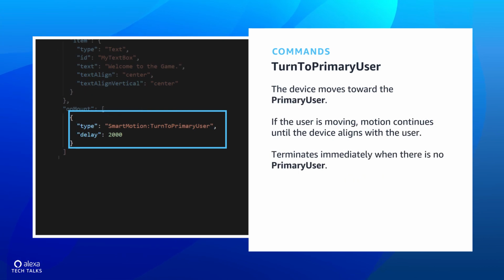Now we've got turn to primary user. So just like the follow user, this is a turn to the primary user, but then stop moving. And again, the device is going to attempt to identify who the primary user is and turn and align with that customer and then stop immediately.